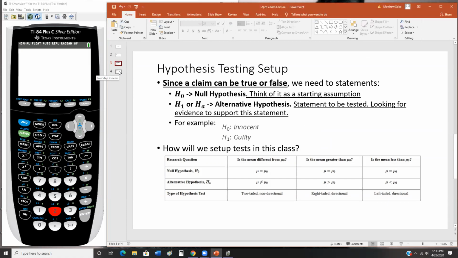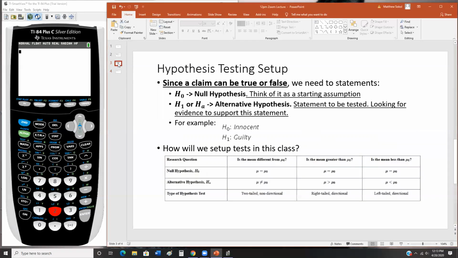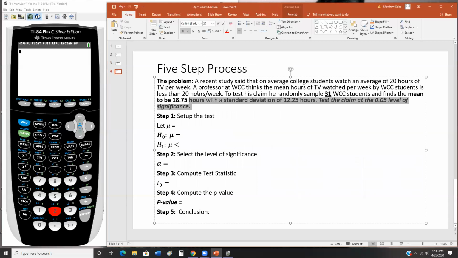Okay, so now here's what we want to do. We want to test the claim, the claim that I'm going to make. To test the claim, you need to have evidence. If we go back to how hypothesis tests are set up, you're looking for evidence to support this. So in statistics, your evidence will always, always, always be sample data. Here's how a lot of these problems will look.